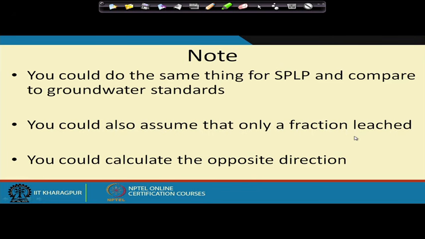You could do the same thing for SPLP. We haven't talked much about SPLP. SPLP is the synthetic precipitation leaching procedure, which we try to simulate artificial rainfall, and that is done when we are trying to use something outside the landfill. It's a beneficial reuse. When we go to the C&D part, don't worry too much about SPLP right now. The only thing you need to remember about SPLP is it's a synthetic precipitation leaching procedure. It is used to simulate artificial rainfall.